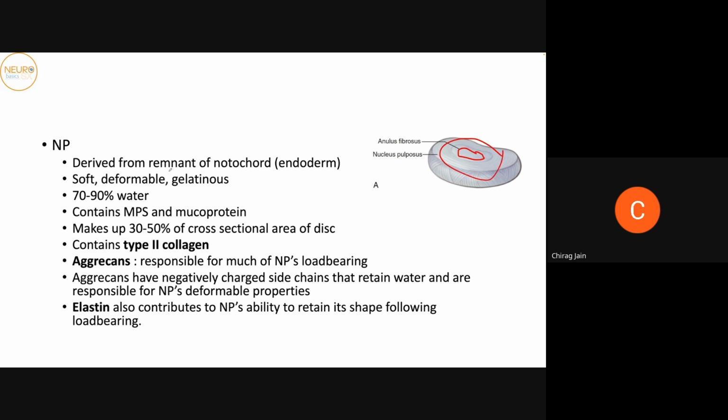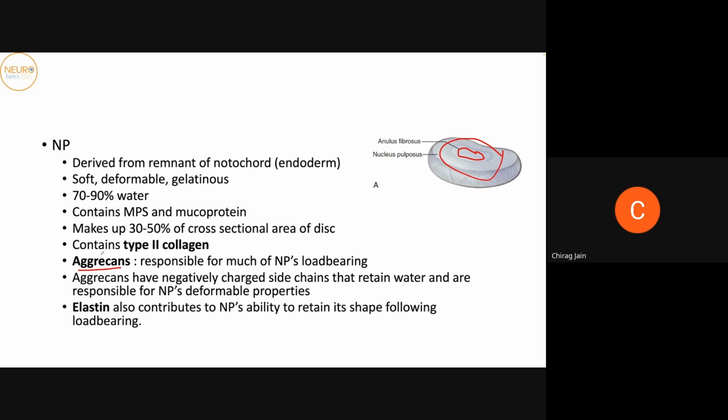Now, the nucleus pulposus has been derived from the notochord, which is made of endoderm. So it is the only endodermal remnant within the spine. It is soft, deformable, and gelatinous. It is made up of 70 to 90% water. Now, how is it able to hold all this water? It is able to hold all this water because it has these mucopolysaccharides known as aggrecans. The aggrecans have negatively charged side chains, which are able to retain all this water. And that is what is responsible for the viscoelasticity of the nucleus pulposus.